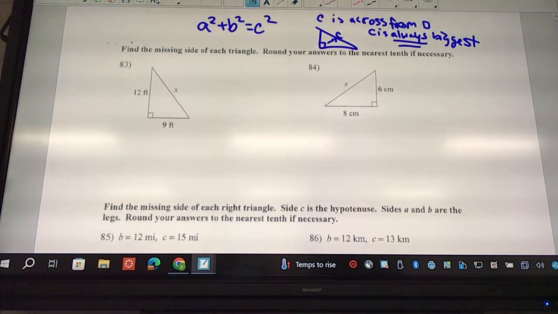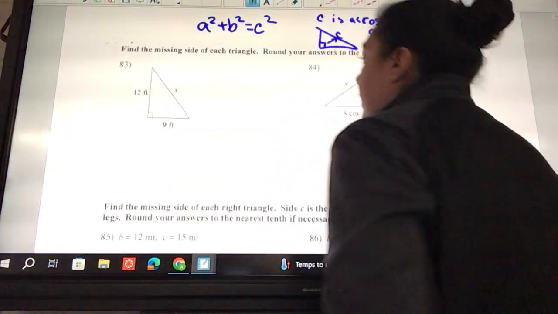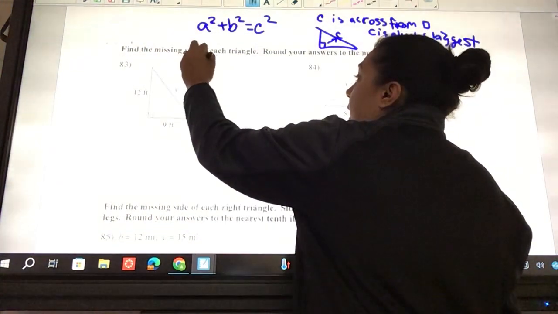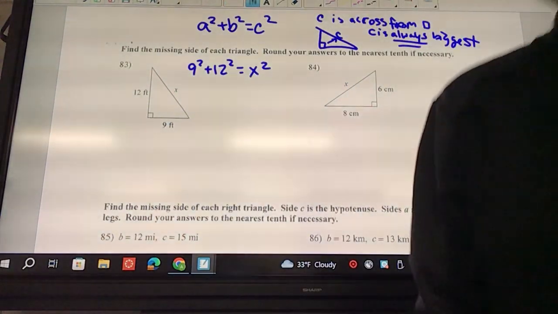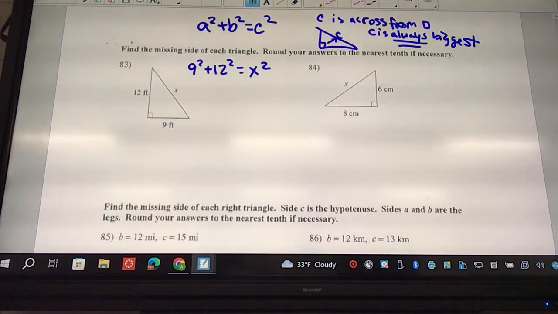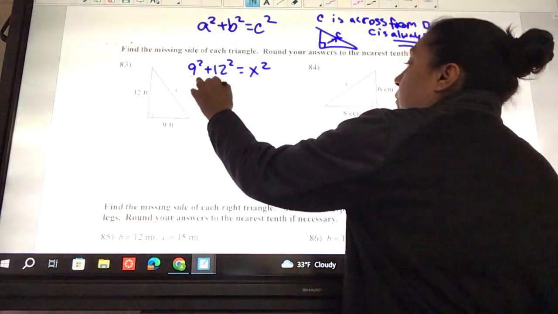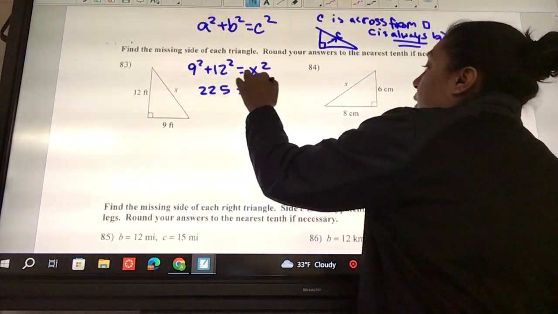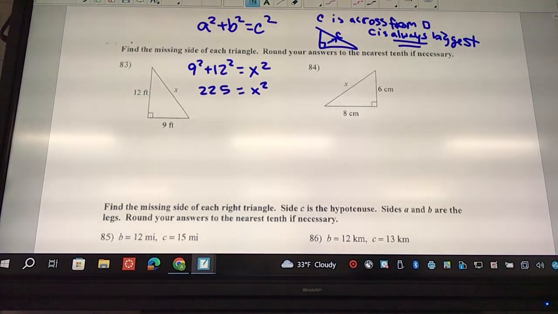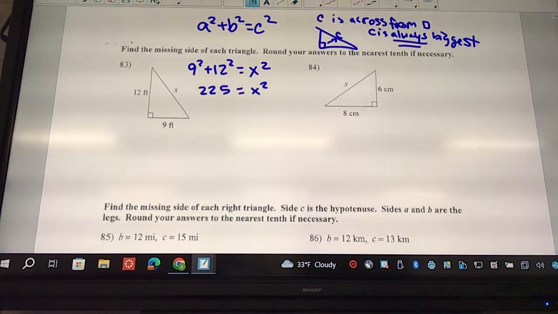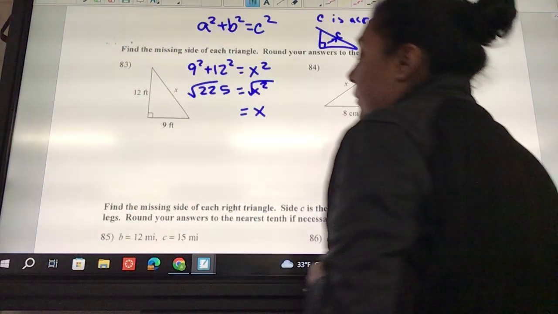Okay, if we look at 23, which one am I missing? A, B, or C? C. So it's going to look like 9 squared plus 12 squared equals x squared, or you could say c squared. What is 9 squared plus 12 squared? 225. So we get 225 equals x squared. Then what needs done? Square root both sides. What is the square root of 225? 15.